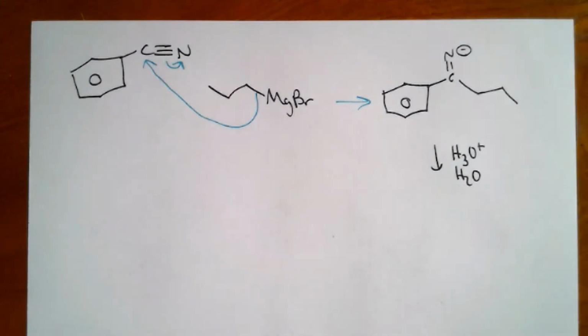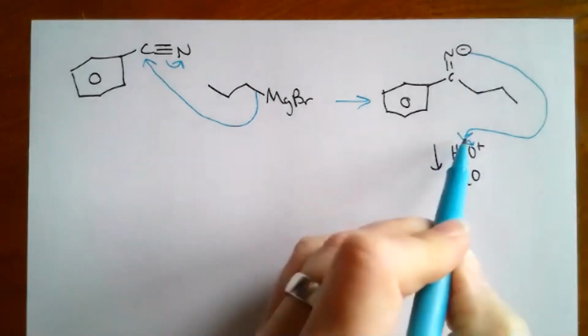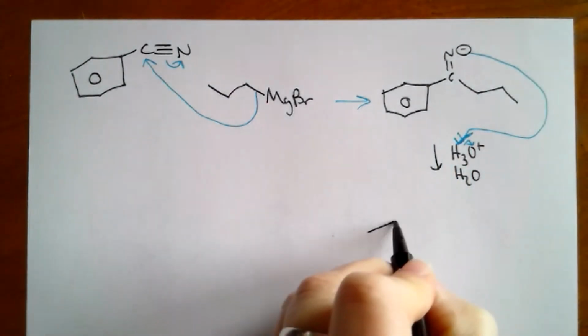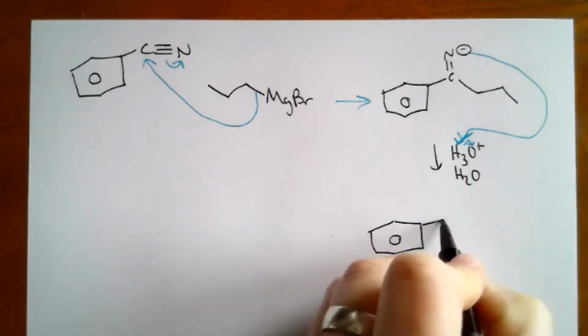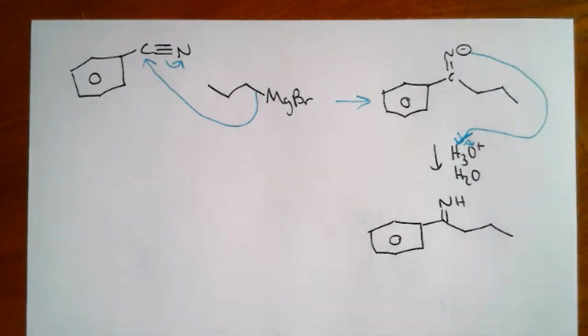The first thing that happens in acid workup, protonate that nitrogen. I got a little misguided. It's going to the H. Protonate that nitrogen to make this. This is a brand spanking new functional group. Who would have thought that we're still learning new functional groups at this point in the game? This is an imine.